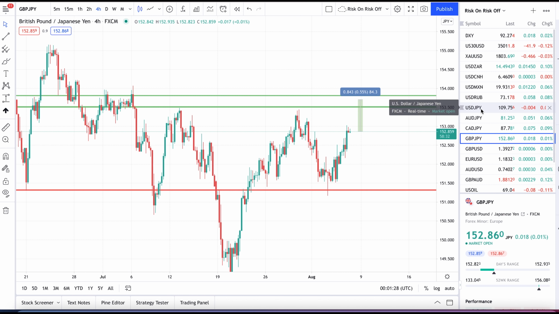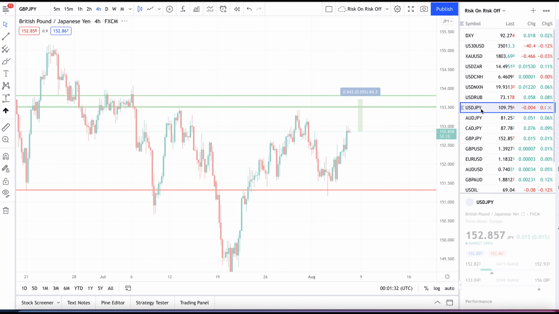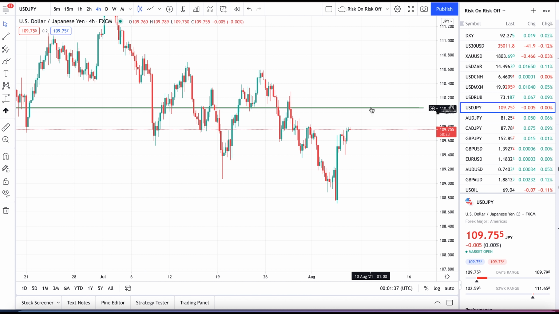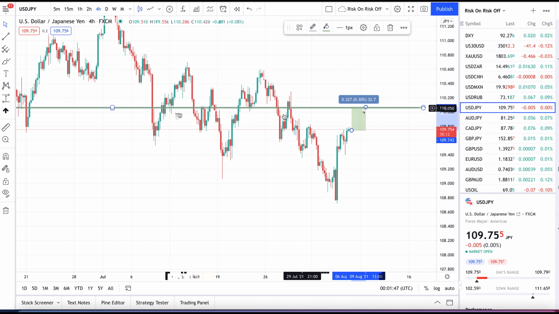Next, we're going to go to dollar yen because we need to correspond with one of the major cores that makes up pound yen, which is dollar yen. Again, from the current price, I have an upside target of where this pair can go next at 110.06. Again, we're going to measure the price difference between the current price and that next level of resistance, which is around 30 or 40 pips.